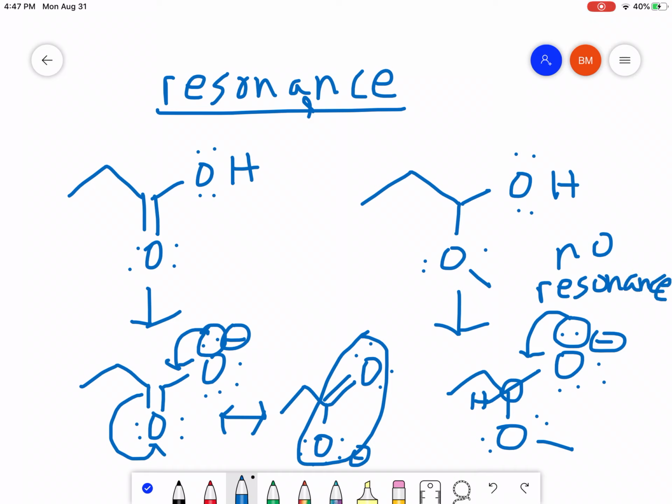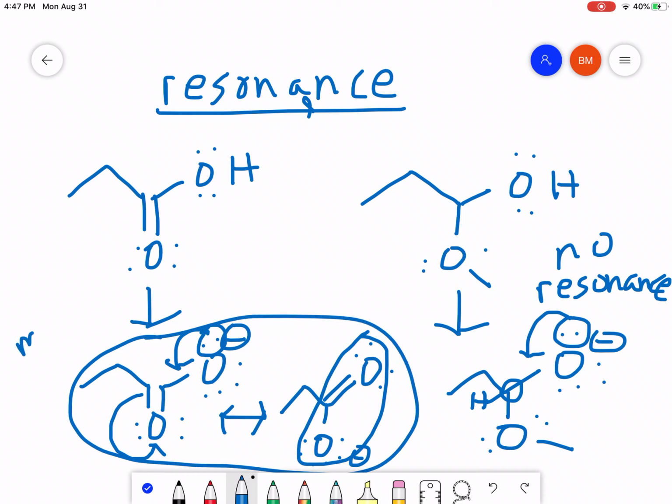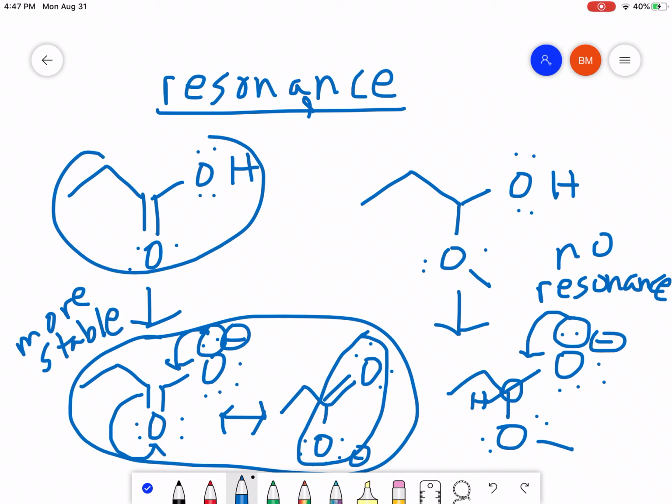There's no way to use resonance to help spread out electron density, while over here there is. So that means this situation is going to be more stable, and this guy is going to be more acidic. Very good.